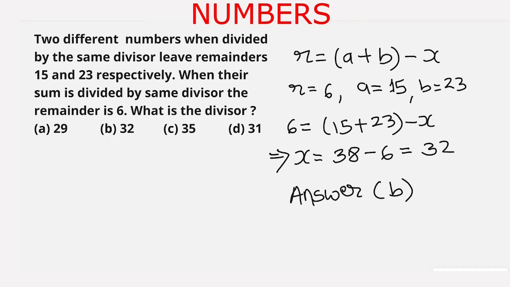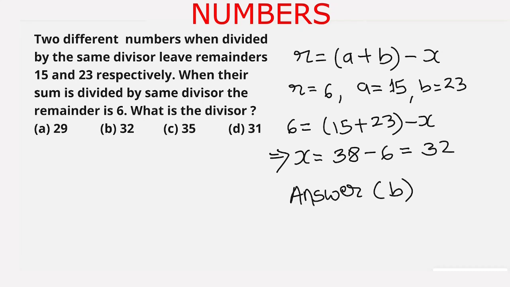This formula R equal to A plus B minus X: R is the final remainder, A is the first remainder when the first number is divided by the divisor, B is the remainder when the second number is divided by the divisor, and X is our divisor.